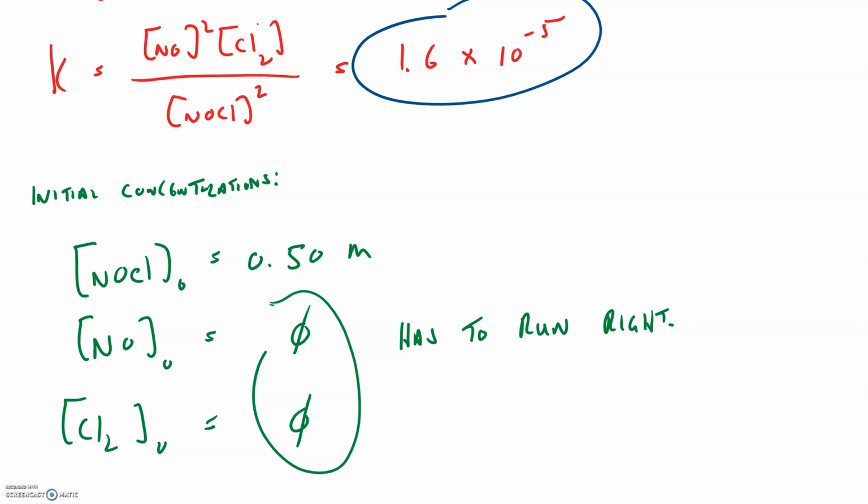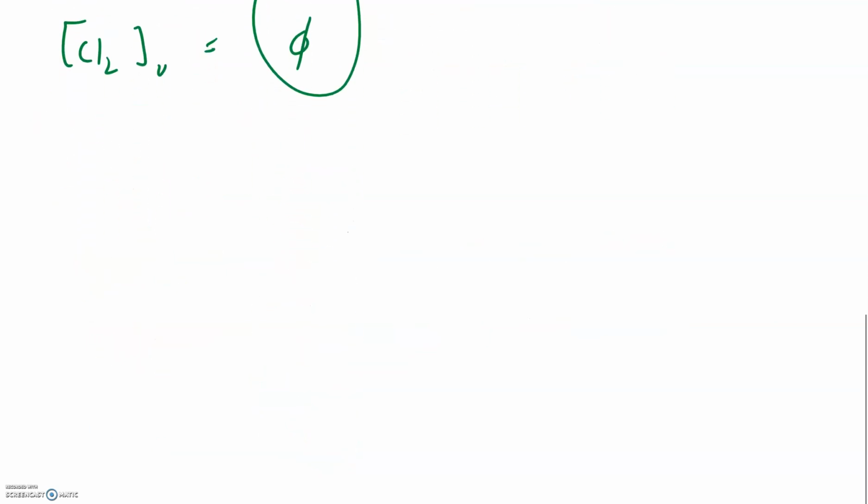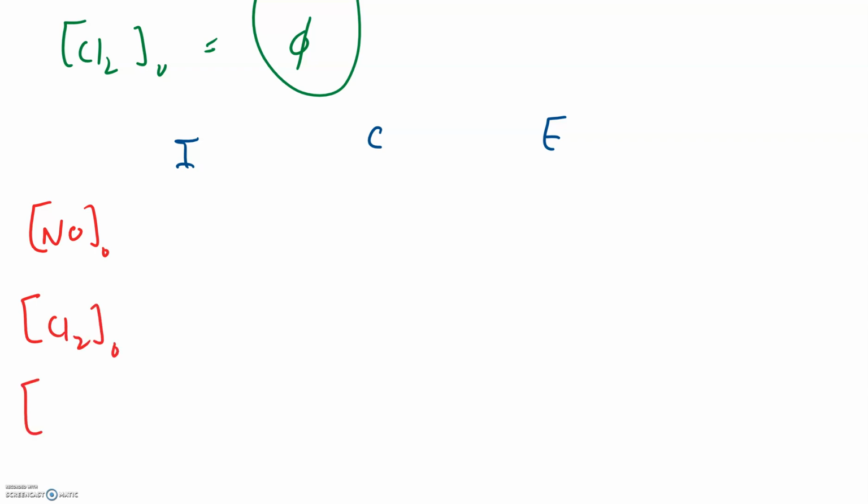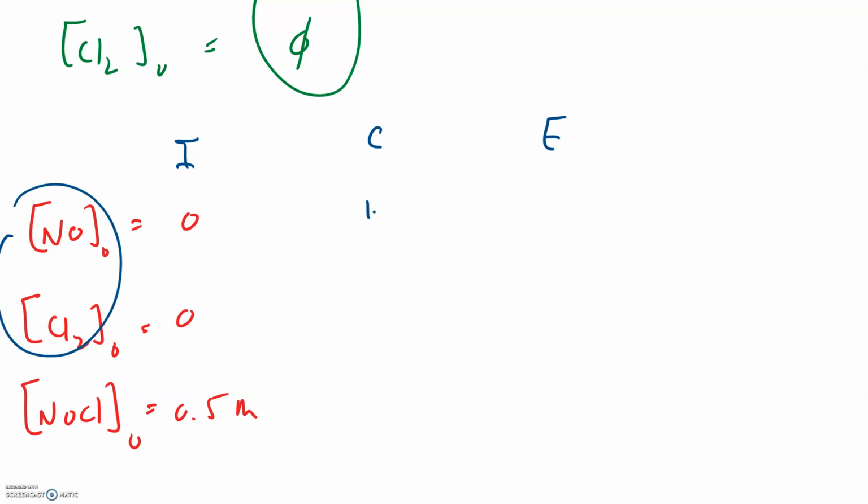So if we were going to write our ice table, which is going to look like this: initial, change, equilibrium, and our three species involved are, I typically write the products near the top, and I usually have the reactants near the bottom. These are both 0, and this is 0.5 molar. So we know it has to run to the right. And that means that both of our products are going to increase, and our single reactant is going to decrease.